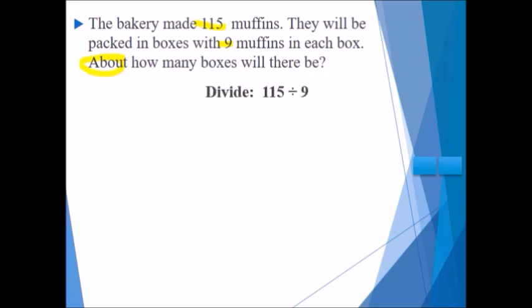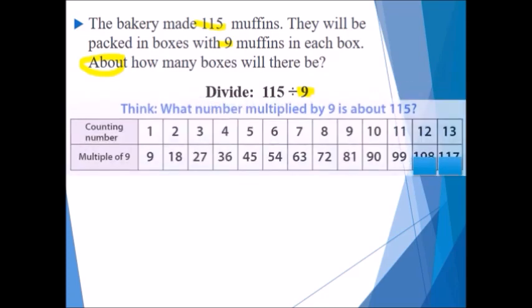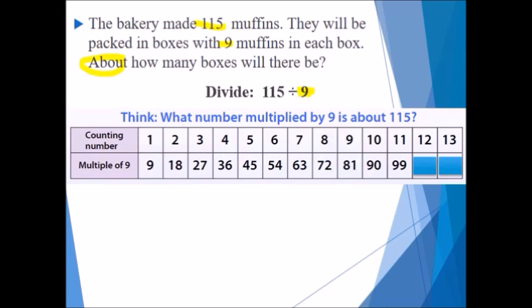You know the inverse operation of division is multiplication, so you can use multiplication to estimate the quotient. 9 is the divisor, so we will use multiples of 9 to estimate the quotient. A table can help you list the multiples of 9 to find a product that is 115 or greater. You'll multiply each counting number by 9 to find the multiple.